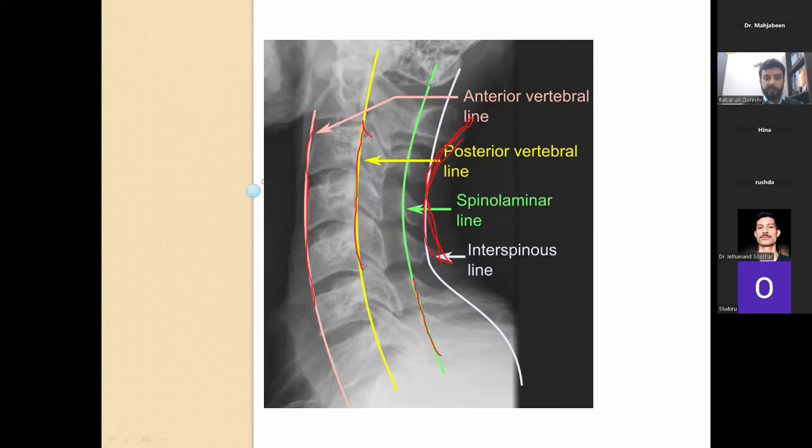So whenever we talk about the cervical spine in anatomy and radiology, when we are defining it either on the X-ray or on the CT and MRI, we have to define these lines. These are going to tell us about any fracture, subluxation, dislocation. Fractures can be identified by looking at these four important lines: anterior vertebral line, posterior vertebral line, spinolaminar line, and interspinous line.